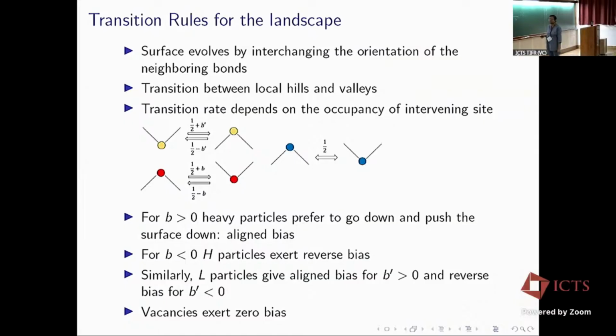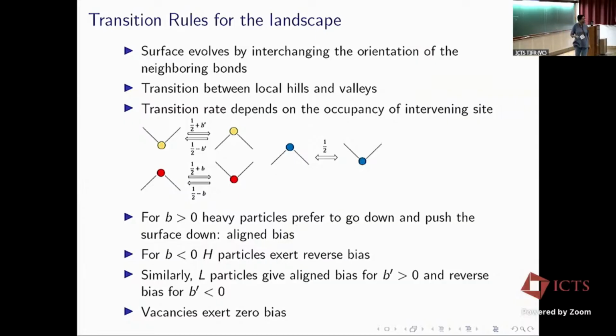Now, suppose B is positive. That means heavy particles would make a local hill unstable, would like to push it down to a valley, and then the valley is relatively more stable. So here the heavy particles themselves want to slide downward and also want to push the surface downward. So this is called the case of an aligned bias, if B is positive. If B is negative, then the opposite thing happens. Heavy particles want to go downward, want to sit at the valley, but then they are making the valleys unstable. That is called the case of a reverse bias. So particles are pushing the landscape in the opposite direction of their own preferred motion.